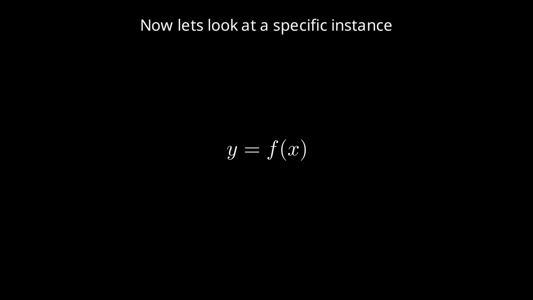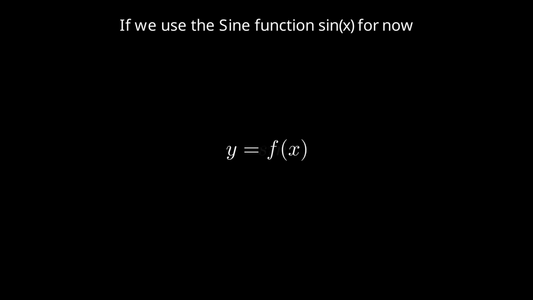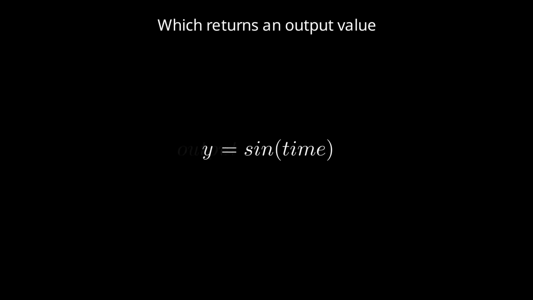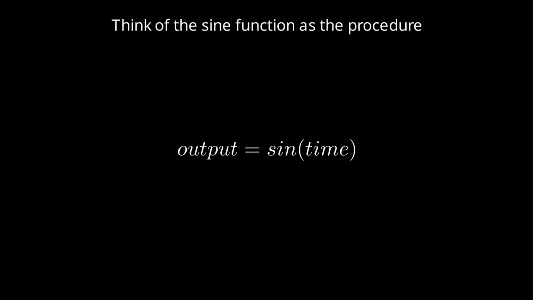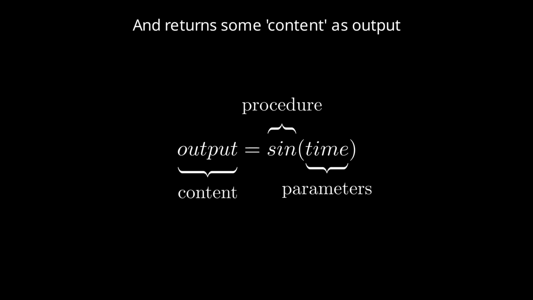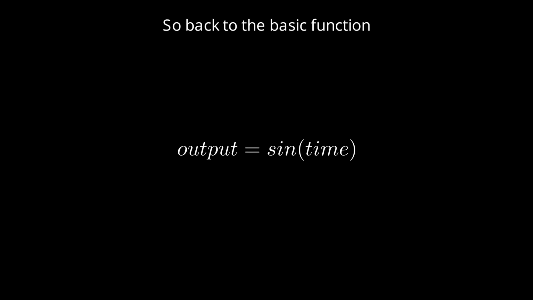If we look at a specific instance of this, say for instance the sine function, we can see that it takes a single parameter, which usually is time, and we get an output value. So there's this set call of a procedure, and it's parameterized by some inputs, and we receive content as output.